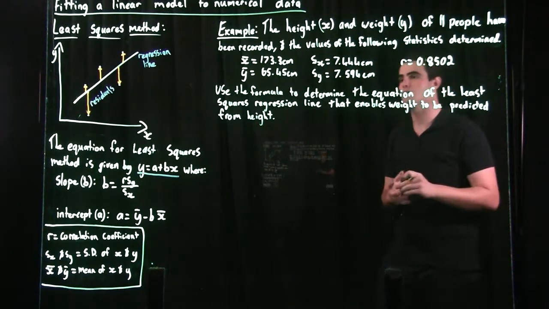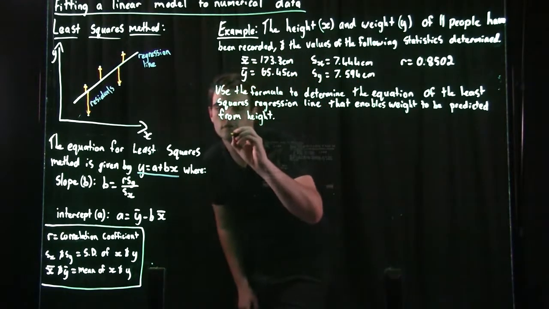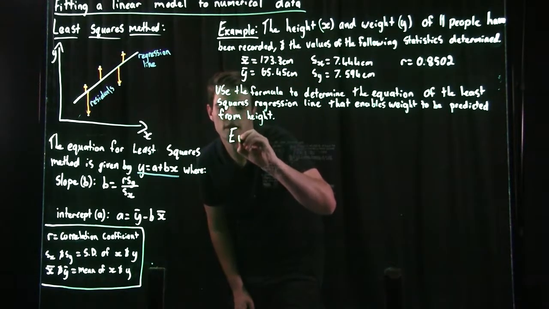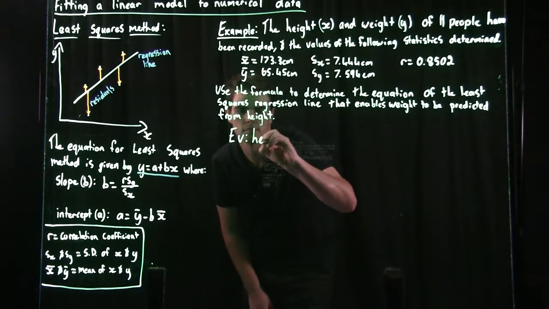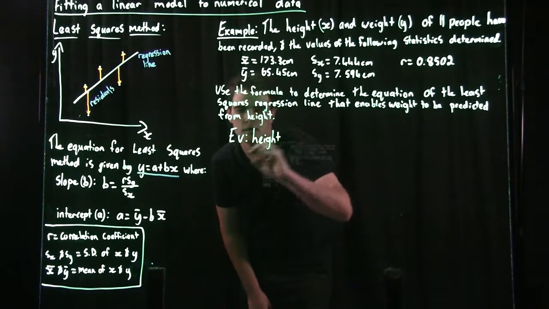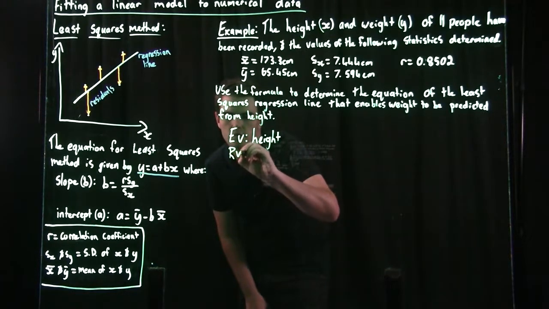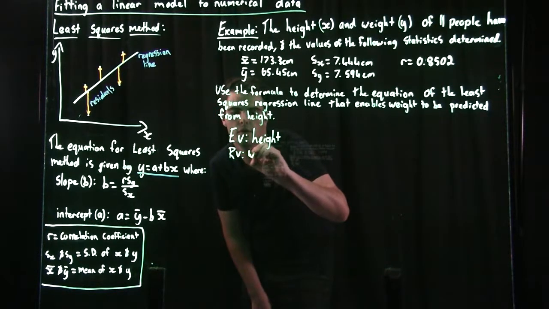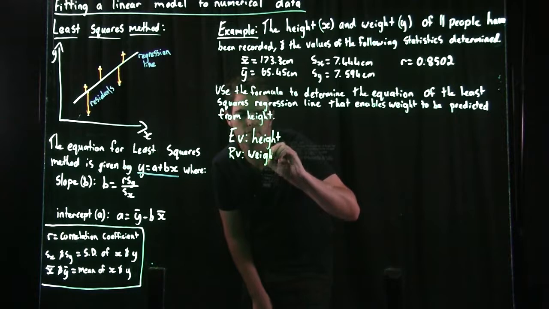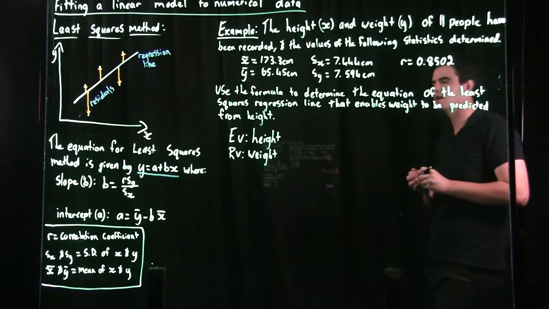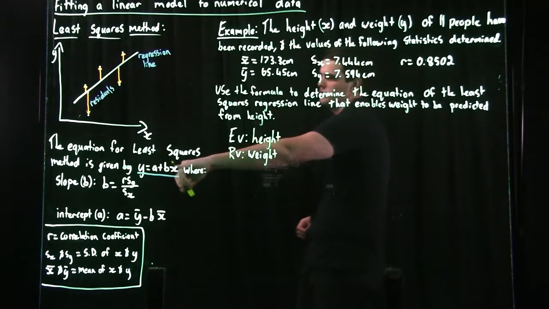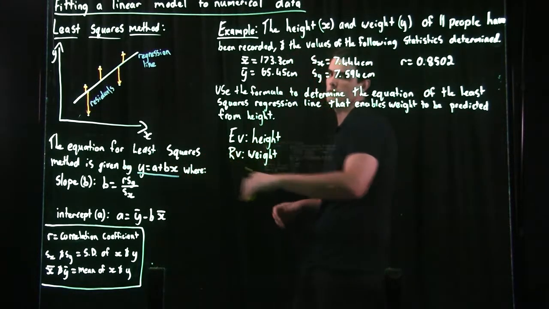Either way, whichever way you pick it, we just need to know that the explanatory variable, or EV, is height and the response variable, or RV, is weight. Okay, let's just make a note of that and now I'm going to move on. Our formula we're going to be using is y equals a plus bx.